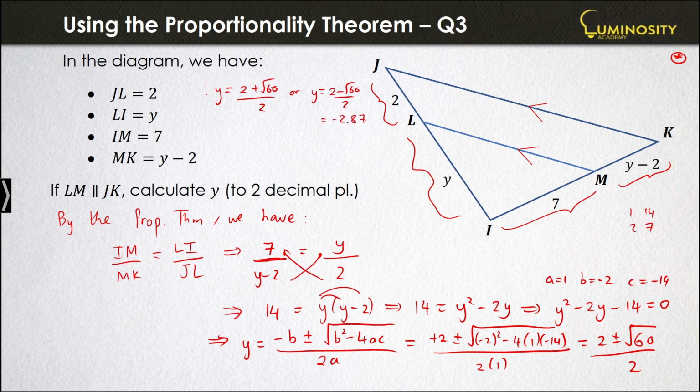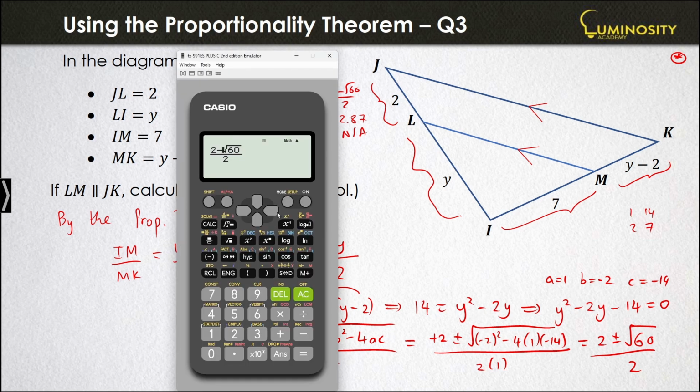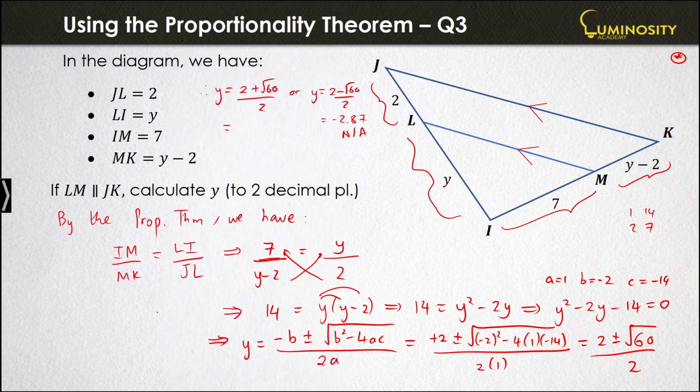But that doesn't make sense. Y is a length, so y can't be a negative value. So this is not applicable in this context. It must be the positive root solution here. And if I do that, I get 4.87 to 2 decimal places. 4.87 units. I'll just put the word units there to clarify that it's units that we're dealing with.